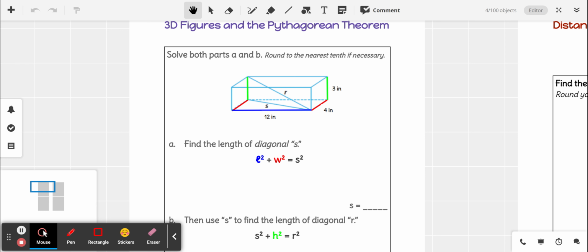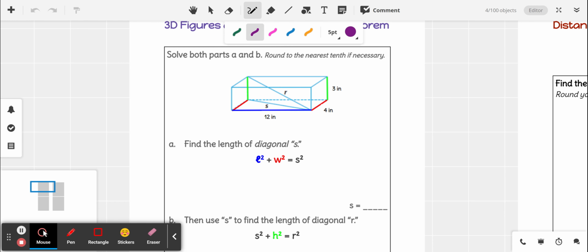Looking at this shape, we notice that it's a 3D figure. We will be finding the length of diagonal S. So looking at this formula, it's very similar to our a squared plus b squared equals c squared. But since it's a 3D figure, we are changing up our letters just a little bit.